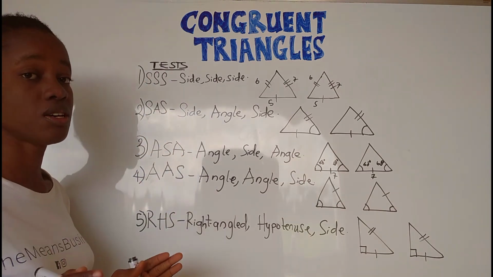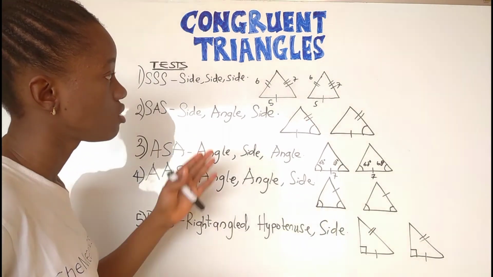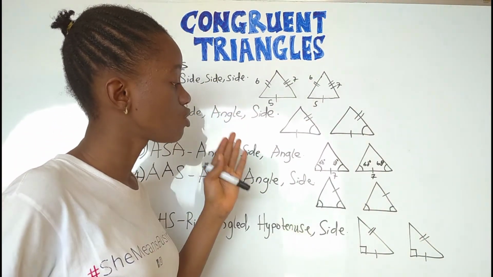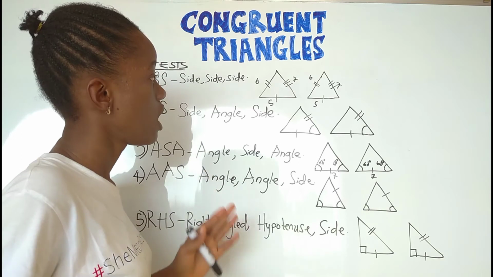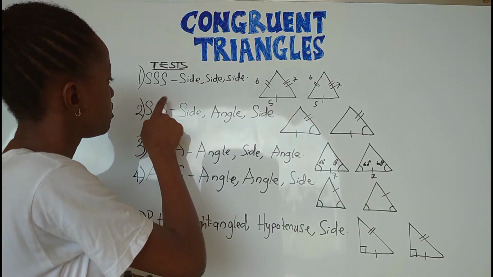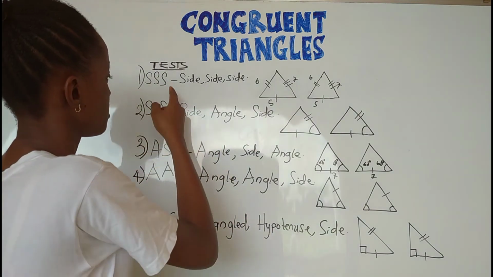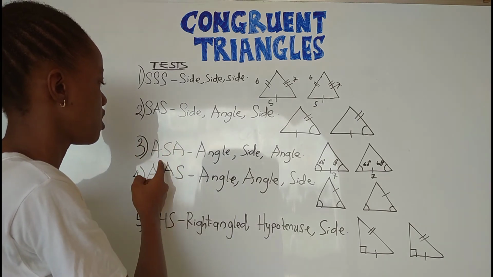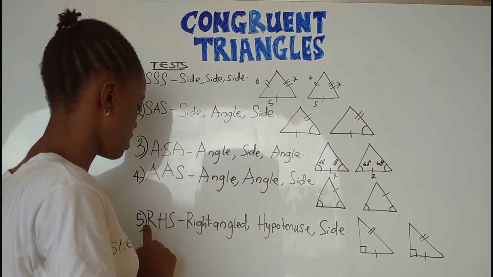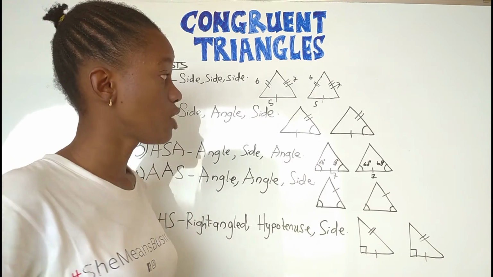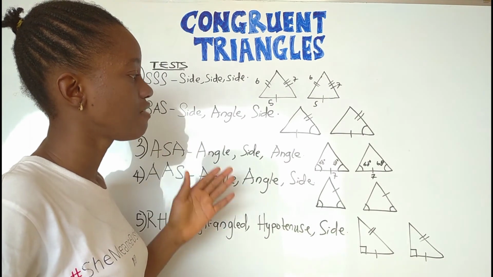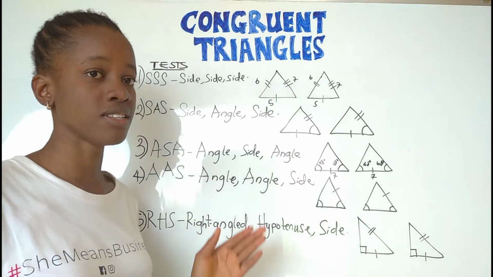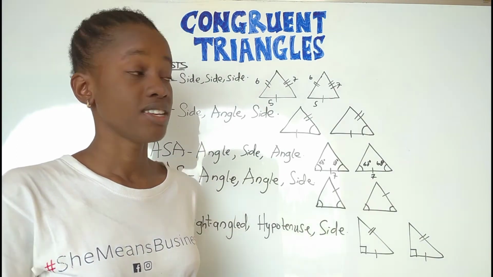So in answering examination questions which need you to identify whether two or more triangles are congruent, you look for what? The tests that apply. Is it SSS, SAS, ASA, AAS, RHS? I hope you learned a lot. Have all the tests in your mind, and you need them for your examinations.